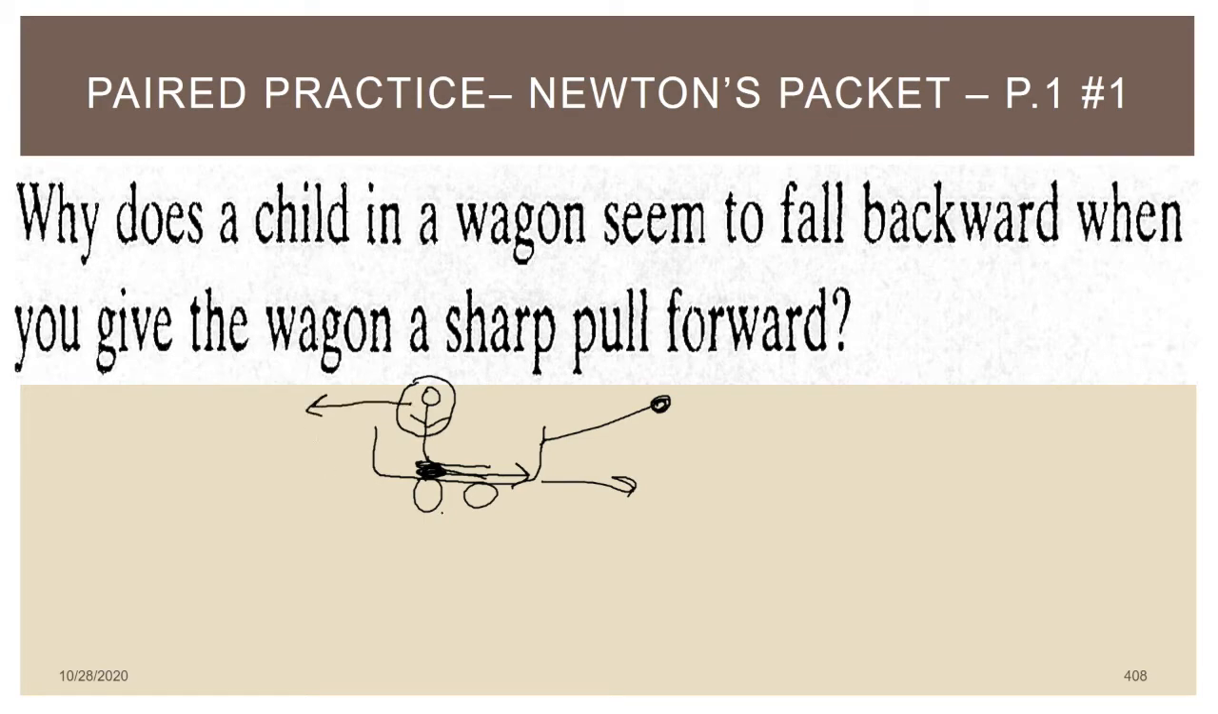And so, relative to the bottom of the wagon, their head and the rest of the top of their body moves backwards. And that seems to make pretty good sense. Because the kid is at rest, they have the tendency to remain at rest relative to the surface of the wagon. And then because the wagon moves forward, the person moves backwards.